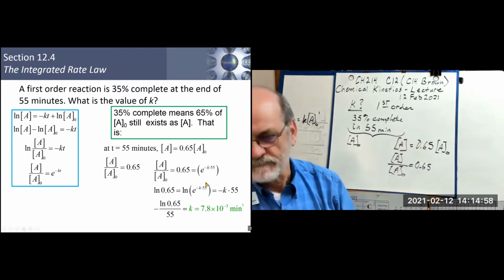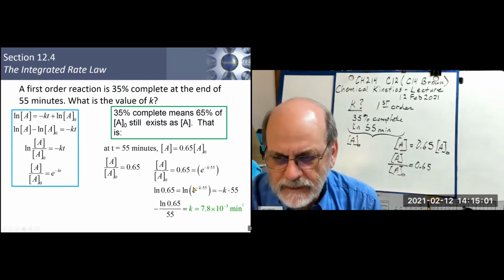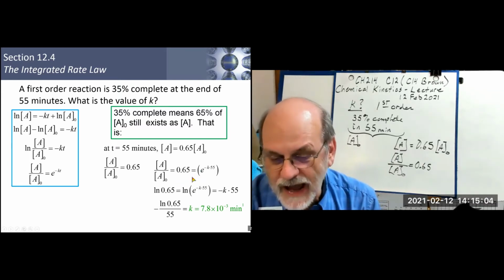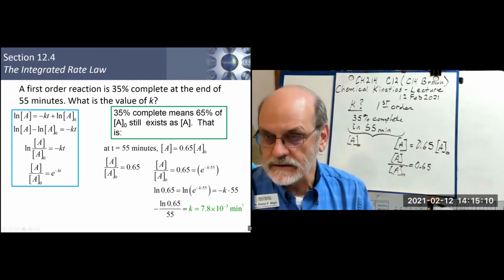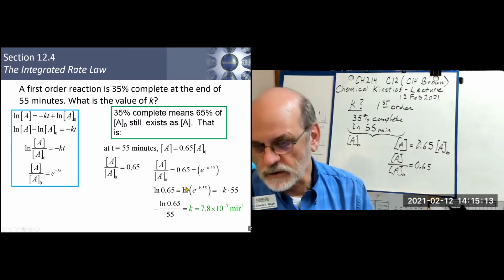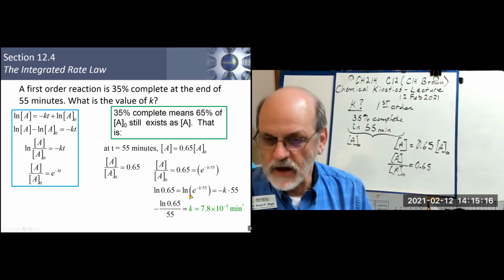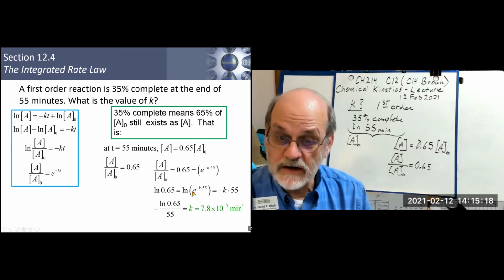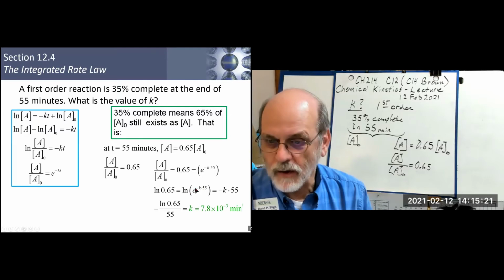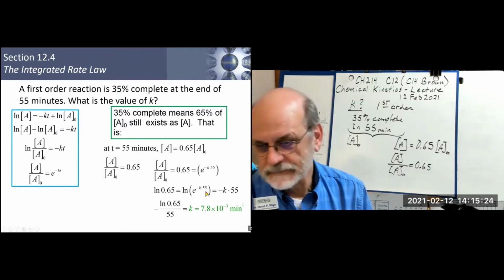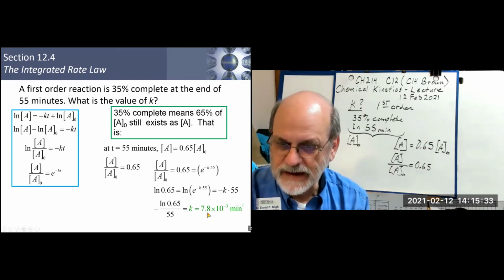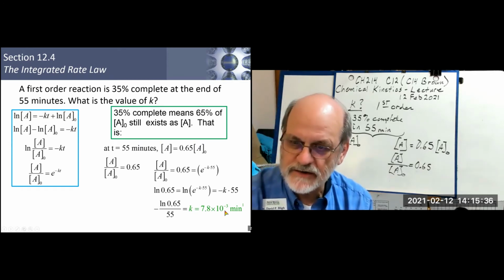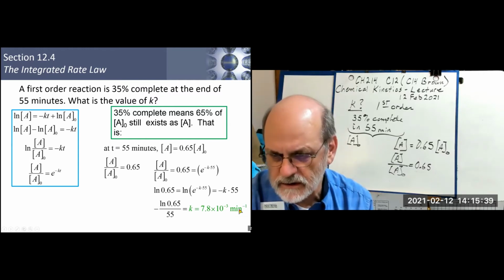Now that we have these values in here, how do we solve that equation for e to a power? We just take the log of both sides. The log of this side is equal to the log of that side. And then the natural log of e to the power is just the power. So now we've got the log of 0.65 equals minus k times 55. And we get k on one side. And now we know that k is 7.8 times 10 to the minus third. Minutes, probably reciprocal minutes, isn't it? Yeah, reciprocal minutes.